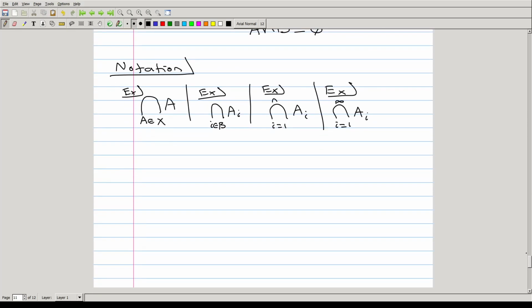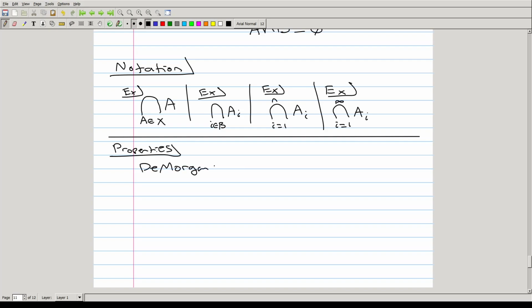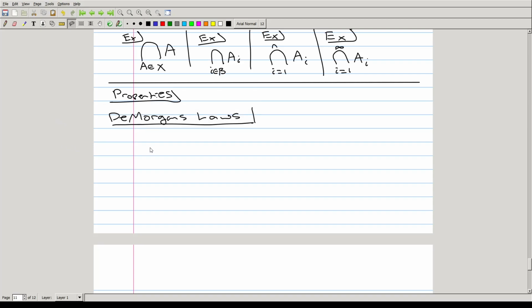But so let's go through and show some properties. We'll directly prove some properties. One of the big ones is De Morgan's laws. And these say the following. The first one says that the complement of A union B is equal to the intersection of A complement intersected with B complement.